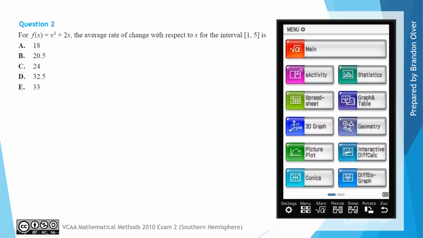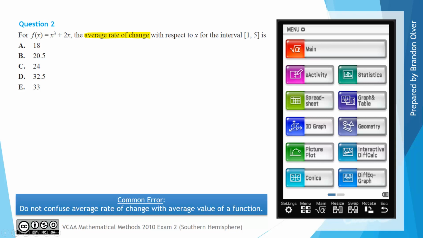For question 2, we have f of x equals x cubed plus 2x, and the average rate of change with respect to x for the interval 1 to 5 is. Really importantly, a common error that occurs with these sorts of questions is that some people confuse average rate with the average value of a function. So just make sure that you calculate the right one.